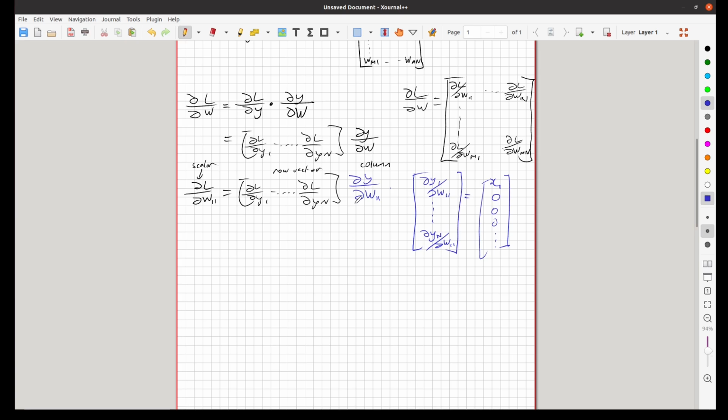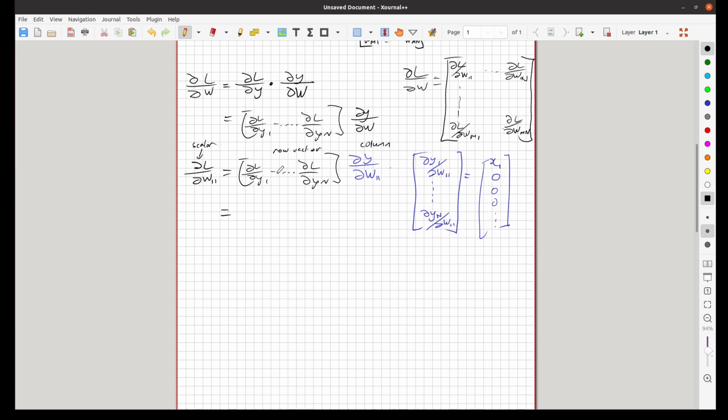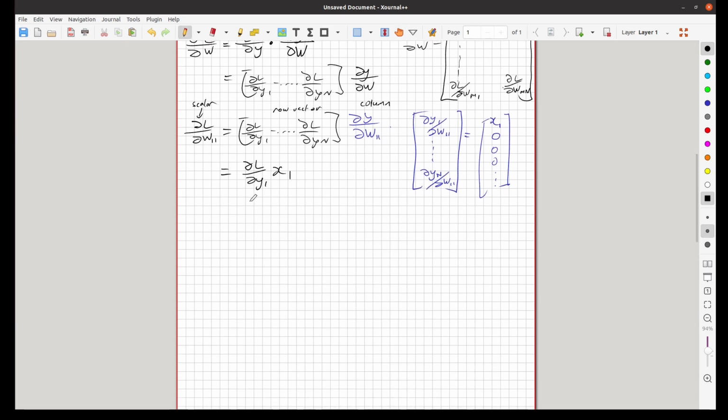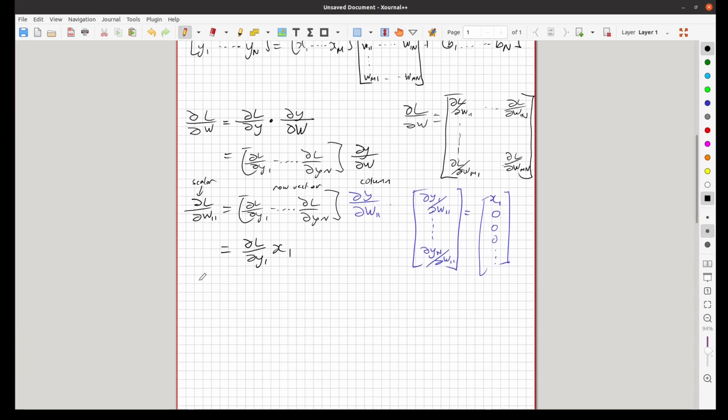And then when you go back here, this is x1 followed by all zeros. It means we end up multiplying all of these by zeros, but we keep the first one. So the result, which is a scalar, will be dL/dy1, which we know is a scalar, multiplied by x1. That's what dL/dw11 is. So I'm going to do the rest a bit faster. Now we can even erase this here and put dL/dy1 x1.